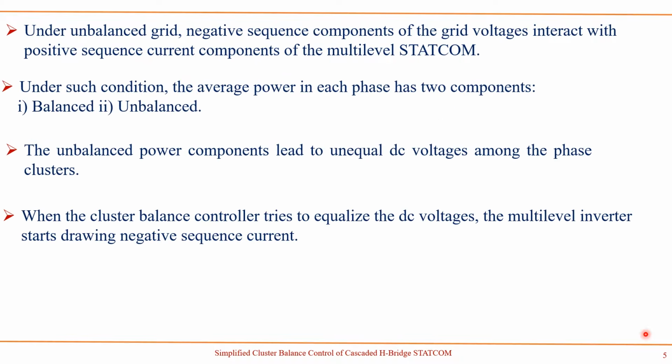Under unbalanced grid, the negative sequence components of the grid voltages interact with the positive sequence current components of the multilevel STATCOM. Under such conditions, the average power in each phase has two components, balanced and unbalanced. The unbalanced power components lead to unequal DC voltages among the phase clusters. When the cluster balance controller of the multilevel STATCOM tries to equalize the DC voltages, the multilevel STATCOM starts drawing a negative sequence current.